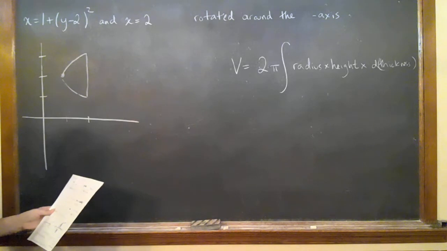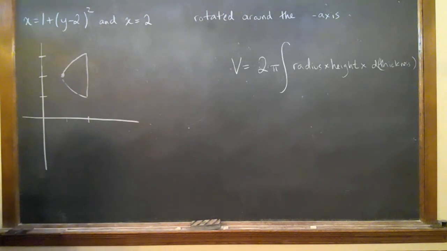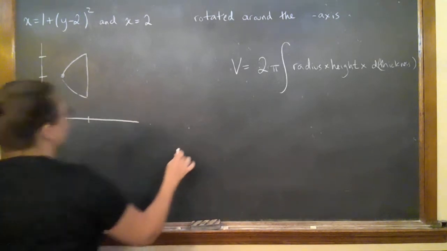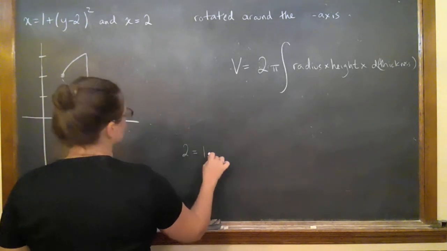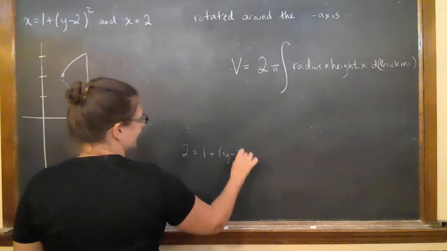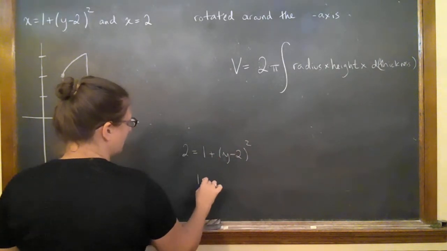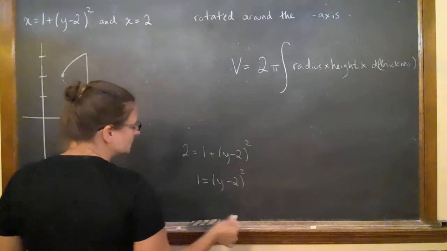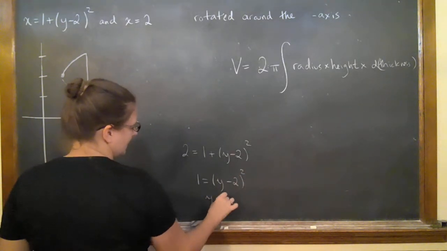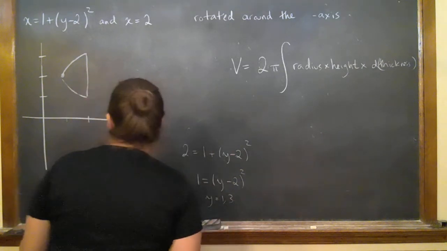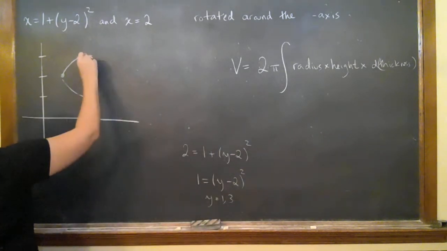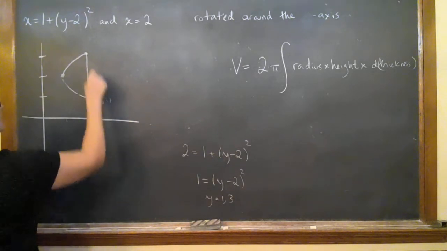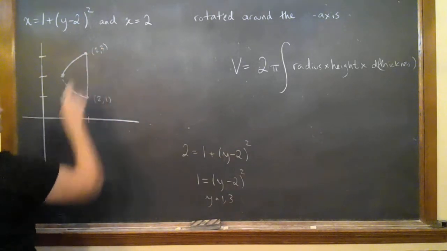Of course, you need to check that, so double check that I did it properly. I've got 2 equals 1 plus y minus 2 squared. So I have 1 equals y minus 2 squared. And if you solve for that, you will get that y equals 1 and 3. So these 2 points are exactly what they look like they are. You've got 2, 1 and 2, 3.